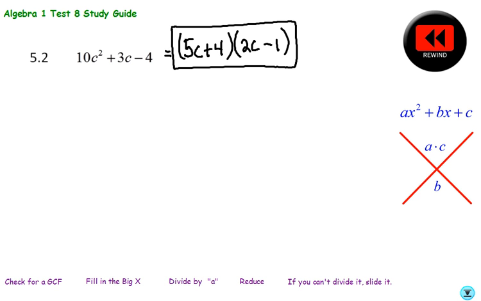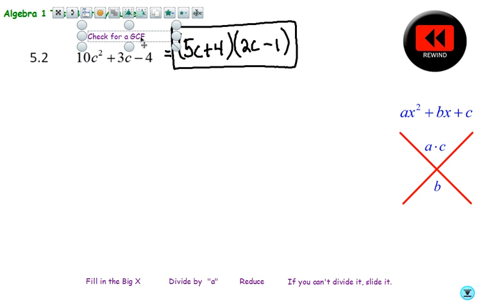All right, checking for a GCF. Nothing that goes into 10, 3, and -4, right? And by the way, you might get a little tired of hearing me say check for a GCF, fill in the big X, divide by a. If you can't divide it, slide it, right? But part of this is through a little bit of repetition. We're just trying to get it to stick in our brain. So hopefully by making a habit out of that, then we've learned it. All right, so I've checked for GCF. I'm good there. I just need to fill in the big X. So let me see what I've got.